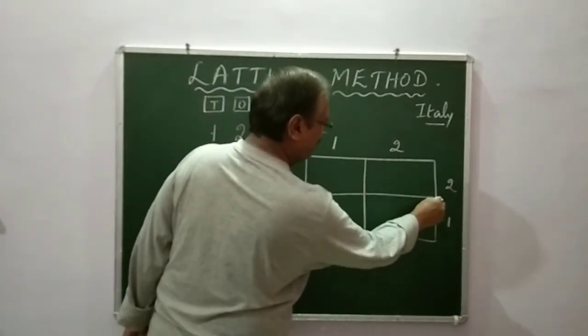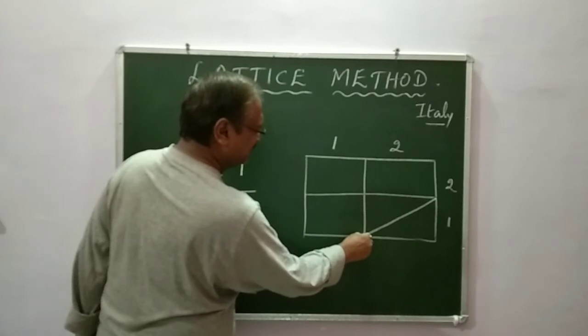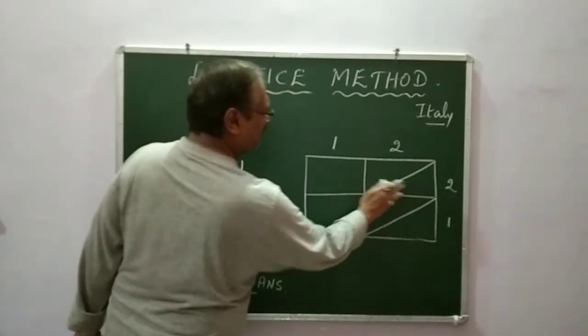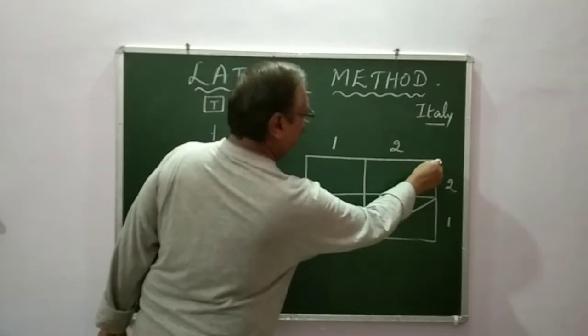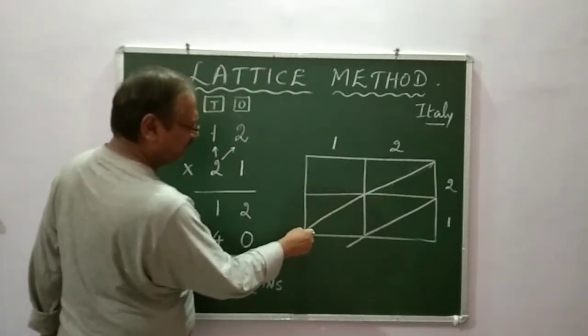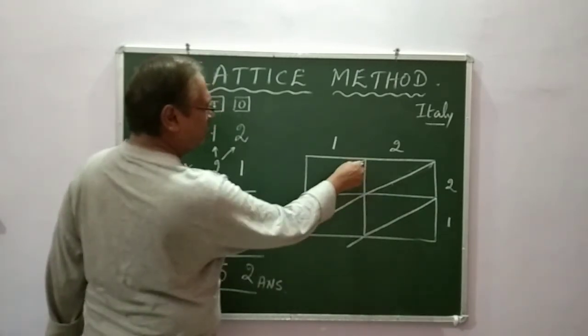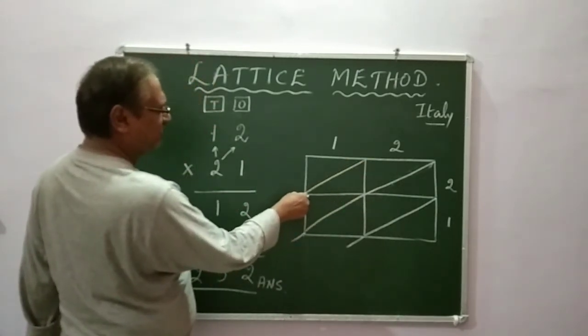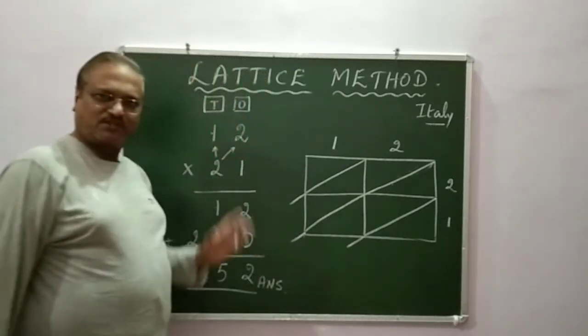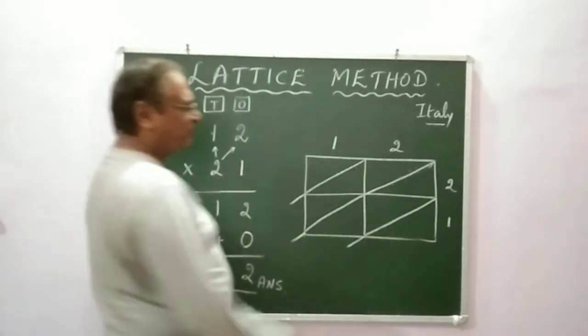Now draw the diagonals. Draw all the corners and put a small tail. And draw again, join the corners. Put a tail. Simple. We have to multiply now.